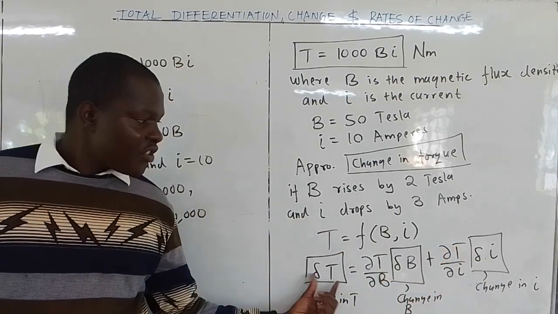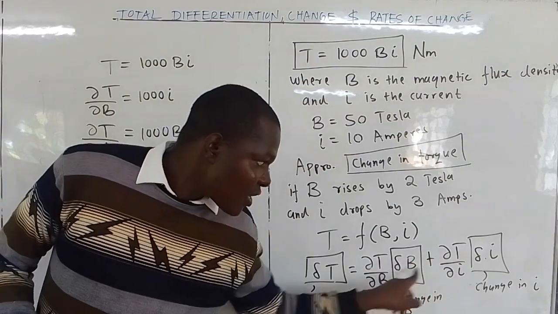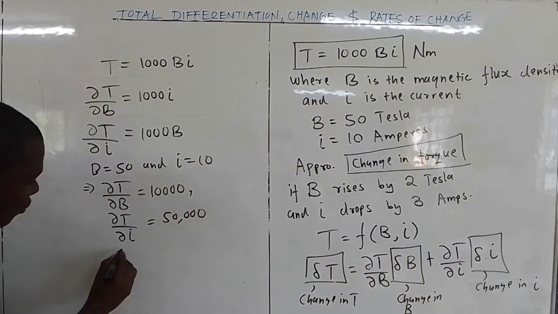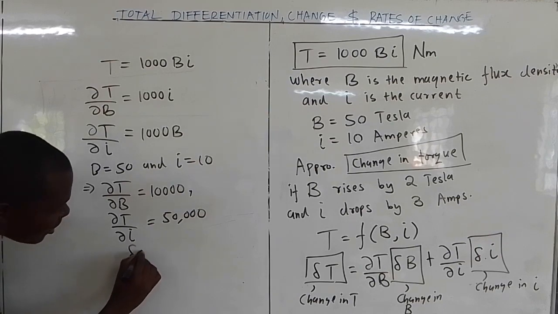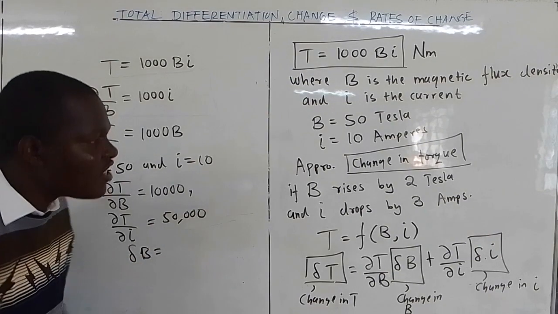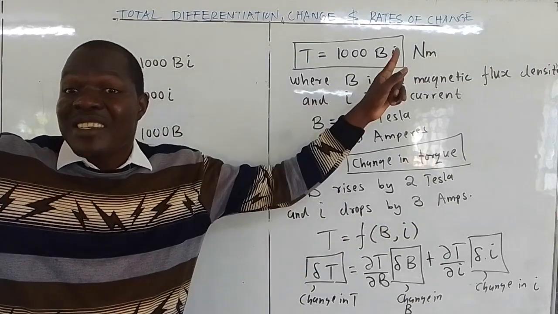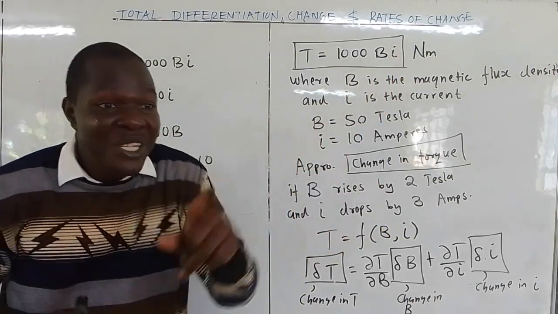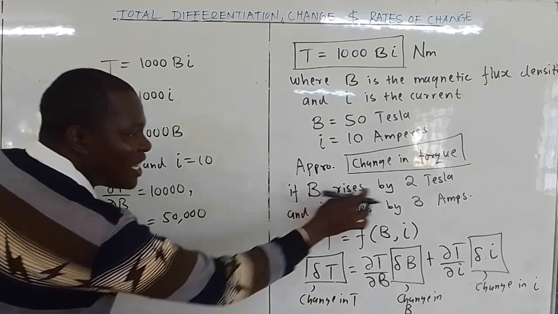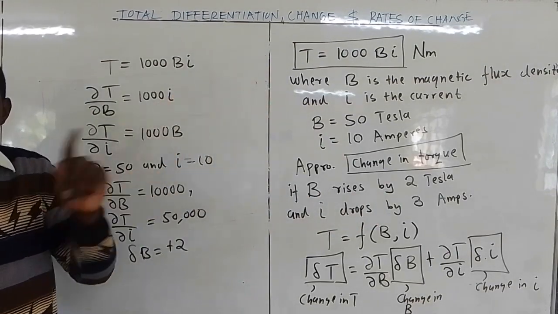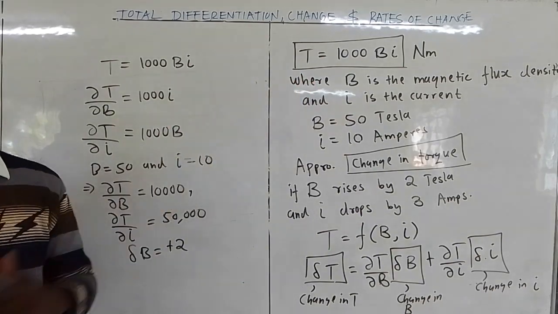Meaning for us to get this change, this, and this are what are left. Are you seeing? So you go, what is change in B? What is change in magnetic flux density? Magnetic flux density, you are told, B rises by 2 Tesla. Rising means increases, isn't it? And something increasing is positive, isn't it? Meaning change in B is positive. To rise means positive, increasing, isn't it?